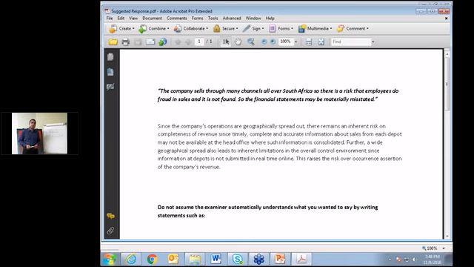Further, a wide geographical spread also leads to inherent limitations in the overall control environment, since information at depots is not submitted in real time online. This raises the risk over occurrence assertion of the company's revenue. Note the use of assertions, the technical expression that has been used, which enables any reader with a basic financial knowledge to actually grasp what the risk is, which account is impacted, and which assertion of that particular account has been impacted.